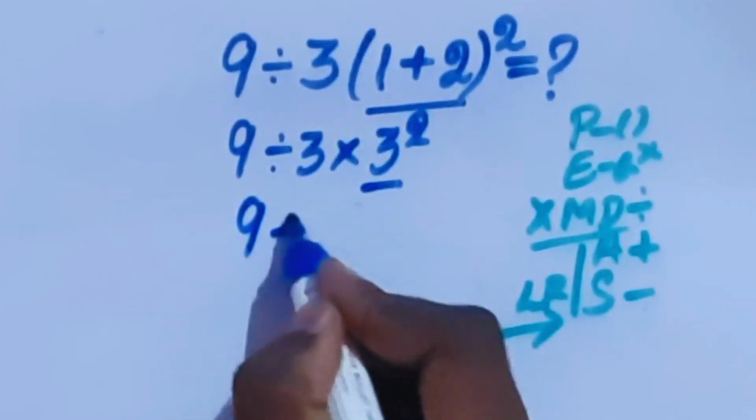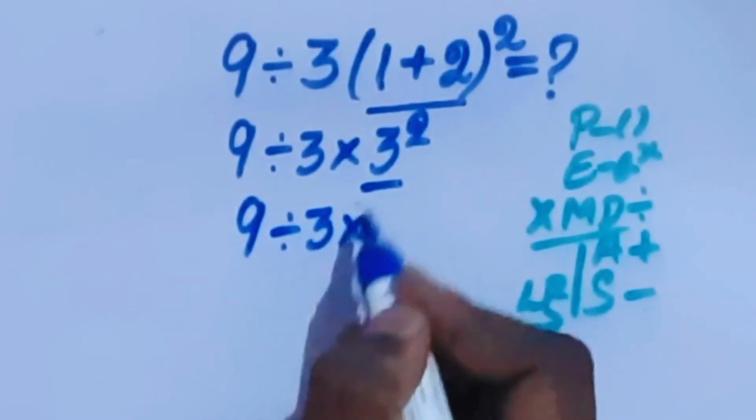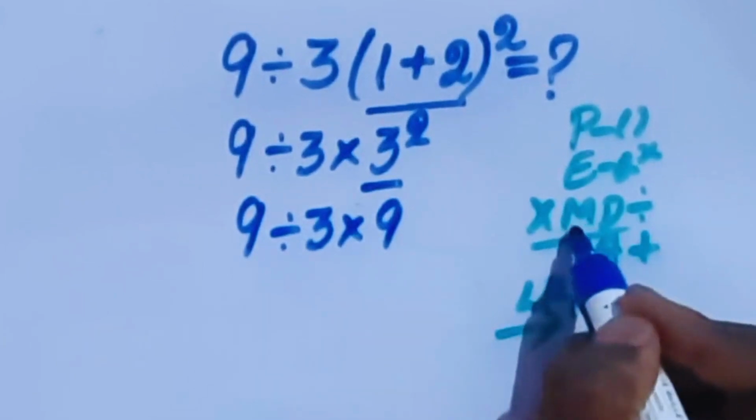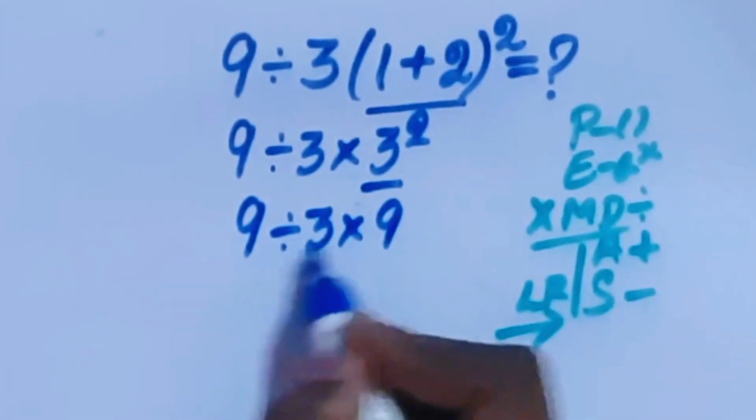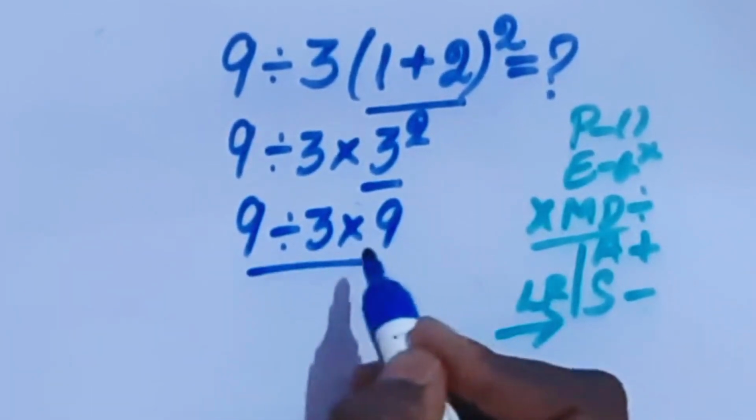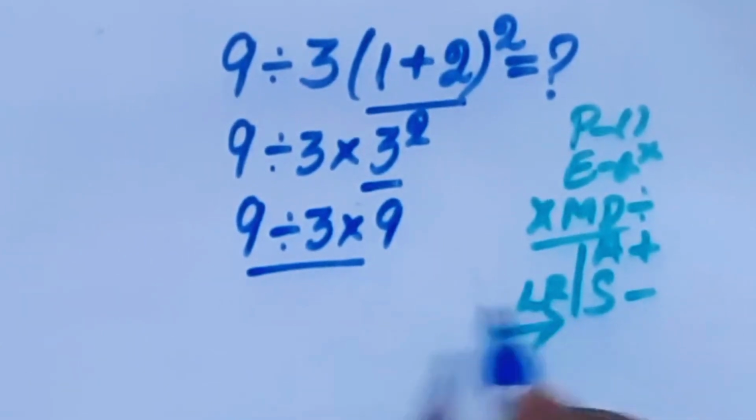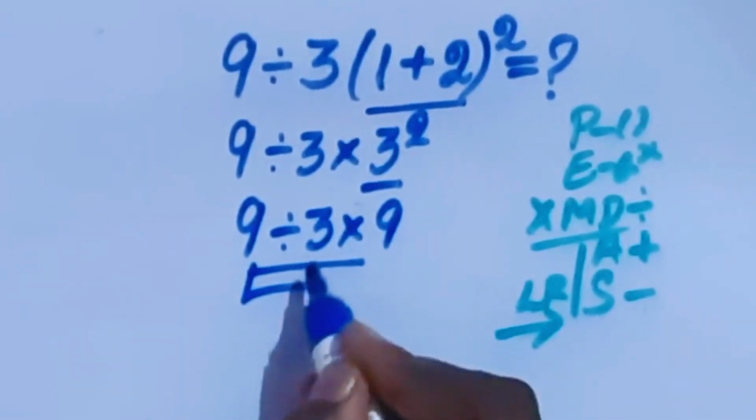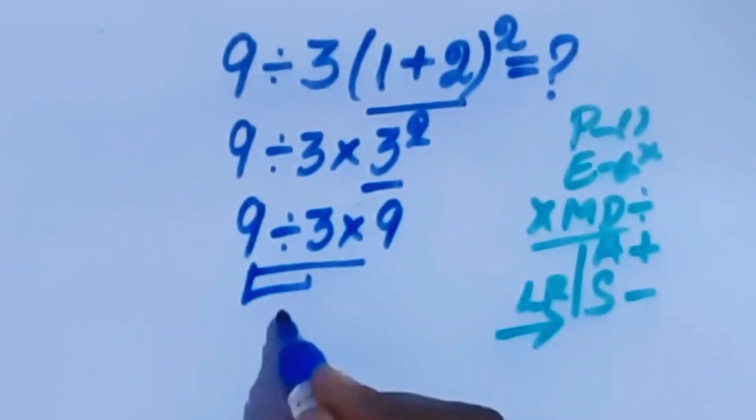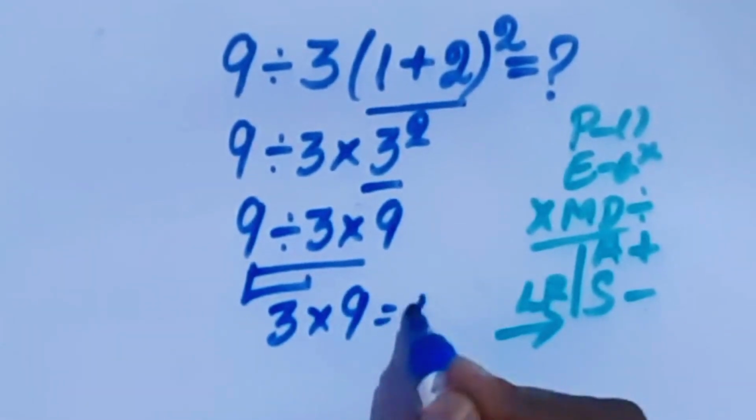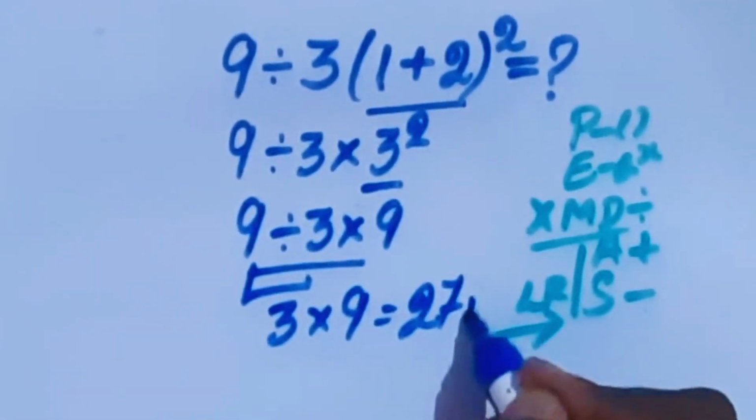Here, 9 divided by 3 times this 3 power 2 is 9. Here, next priority is multiplication and division. Here, division and multiplication are both equal priority. For this equal priority, we have introduced this left to right rule. Here, left to right is this 9 divided by 3. 9 divided by 3 is 3, times this 9. Here, 3 times 9 is 27, which is the correct answer.